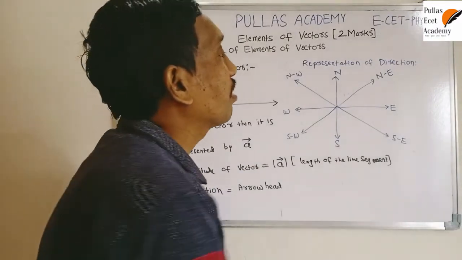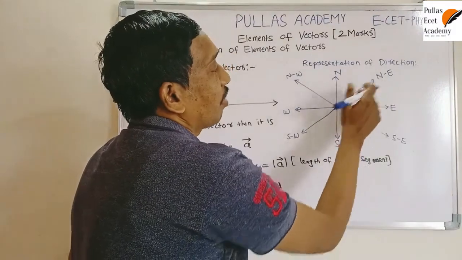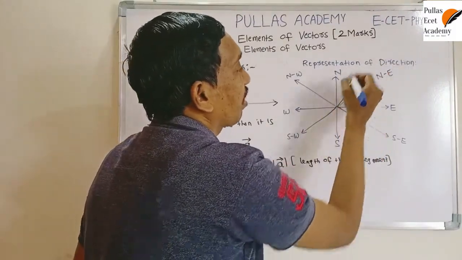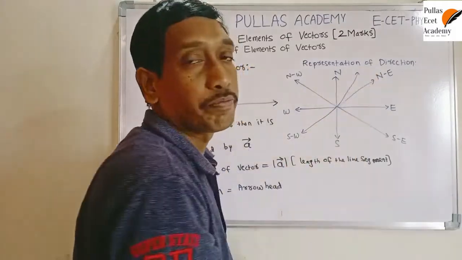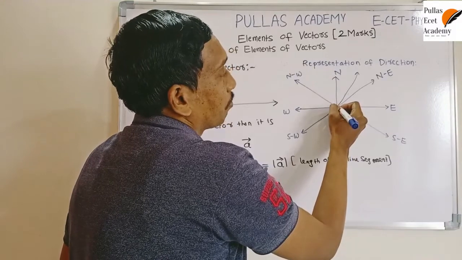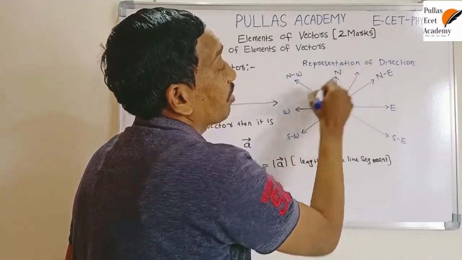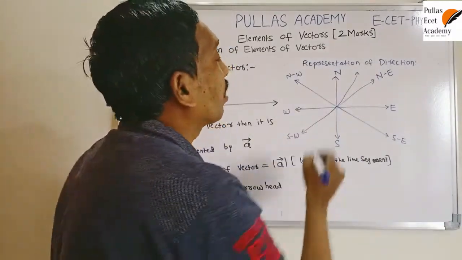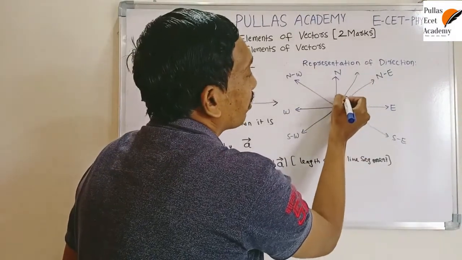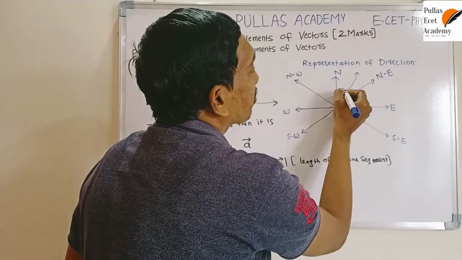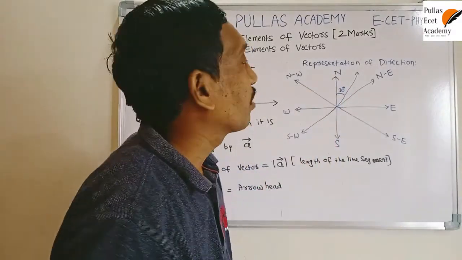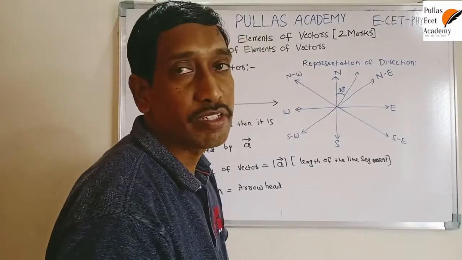And sometimes the direction given is not along northwest or northeast. Suppose a vector is given like this. This is one vector, passing along this direction. What is the direction of this vector? How can we understand? North is a known direction. So this vector makes some angle; suppose it makes 30 degrees with the north. Then from this, we understand the direction of this vector.